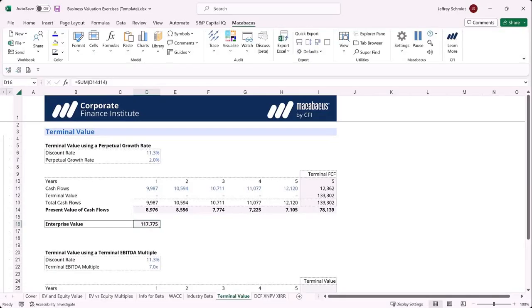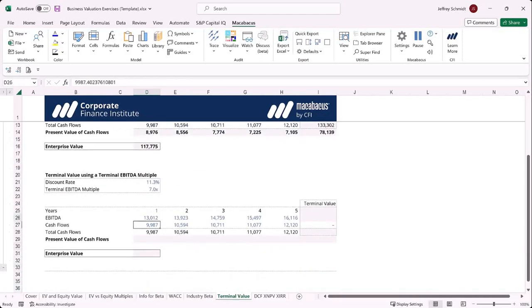Now let's move down and calculate the terminal value using a terminal EBITDA multiple. So you can see we have our discount rate. It's the same discount rate as above, but in this case, we're assuming a 7 times EBITDA multiple. Okay, so let's set up the terminal value section. As always, the timing always corresponds to the last period in your discrete stage.